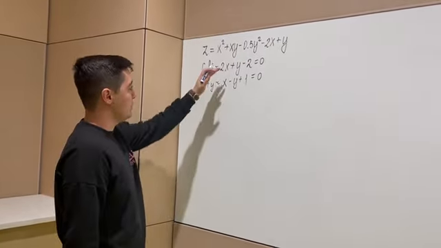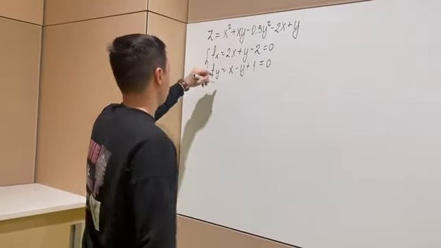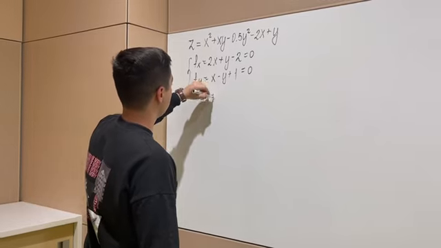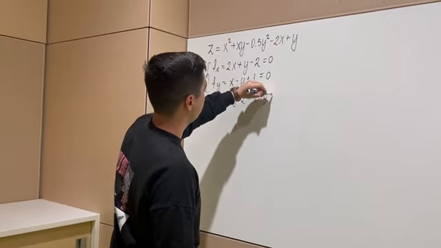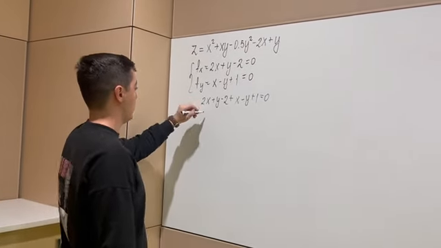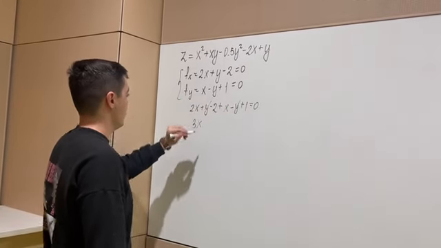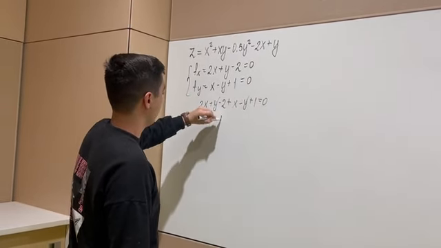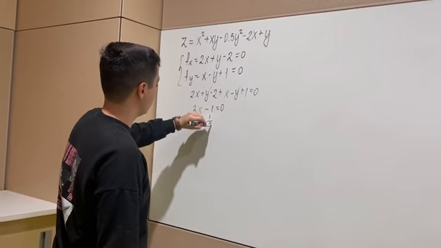The best way to solve it is to sum up these two equations. 2x plus y minus 2 plus x minus y plus 1 is equal to 0. From here we can find x. We get 3x minus 1 is equal to 0, so x is equal to 1 over 3.